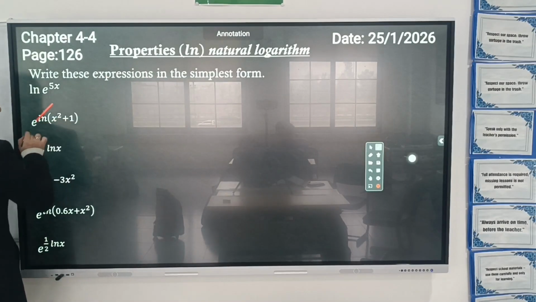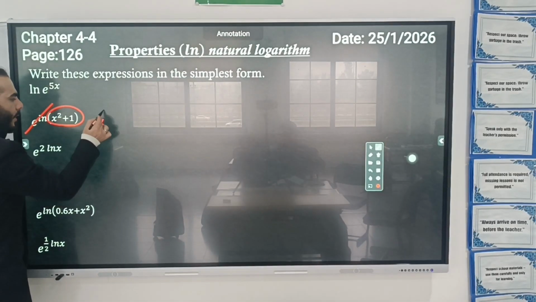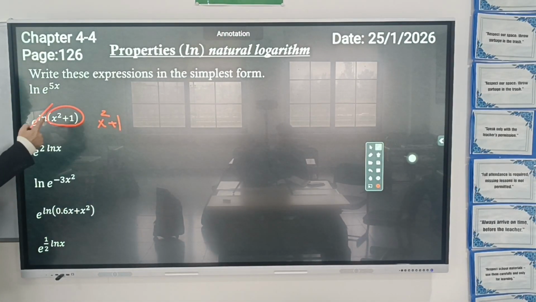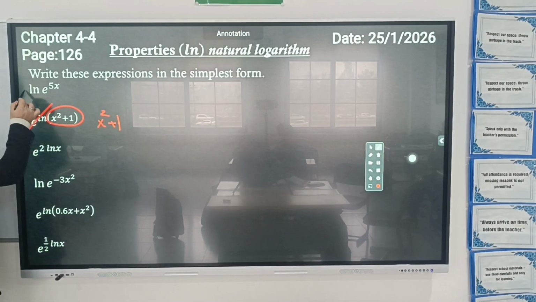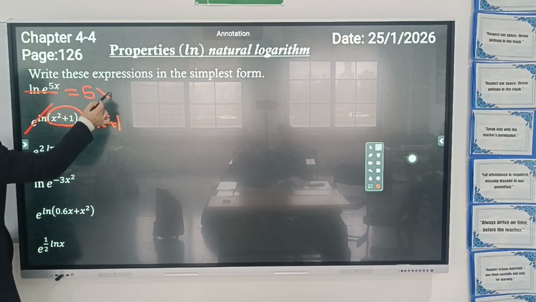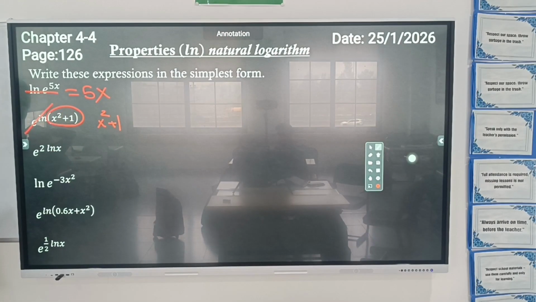E and ln will kill each other. What will remain? X squared plus 1. Is it clear? All right. How about here? ln and e kill each other. Only 5x will remain. But there is something interesting regarding the third one.